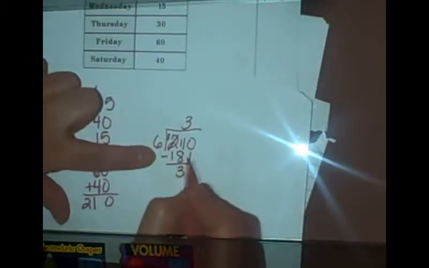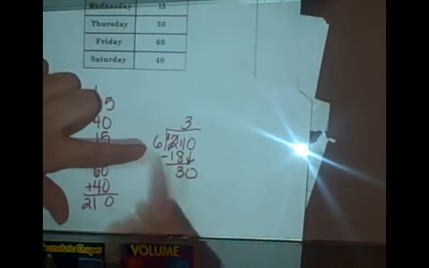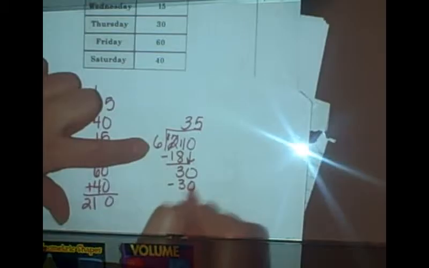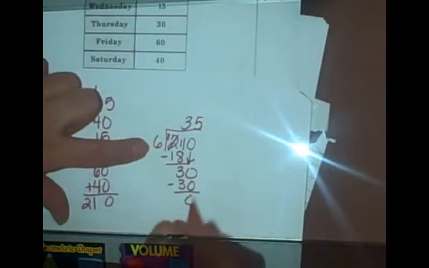I'm going to bring down my 0. 30 divided by 6 is 5. 5 times 6 is 30. So I subtract my 30 and I get a remainder of 0. So the mean for this problem is 35 pages. Check your answer and make sure that you came up with 35 as the mean.